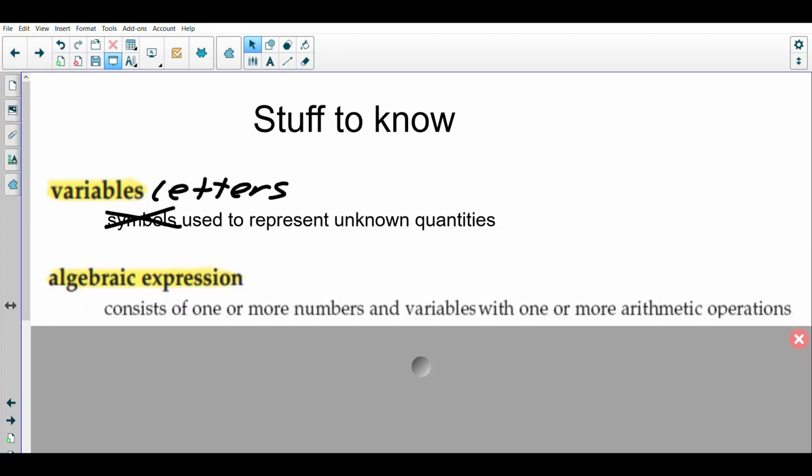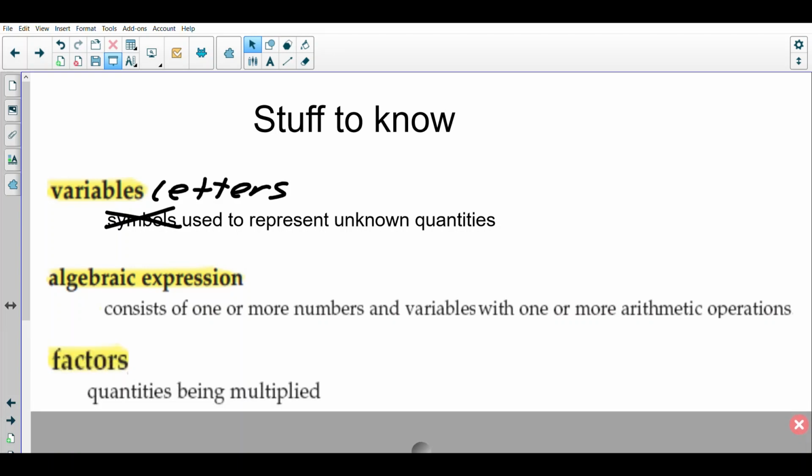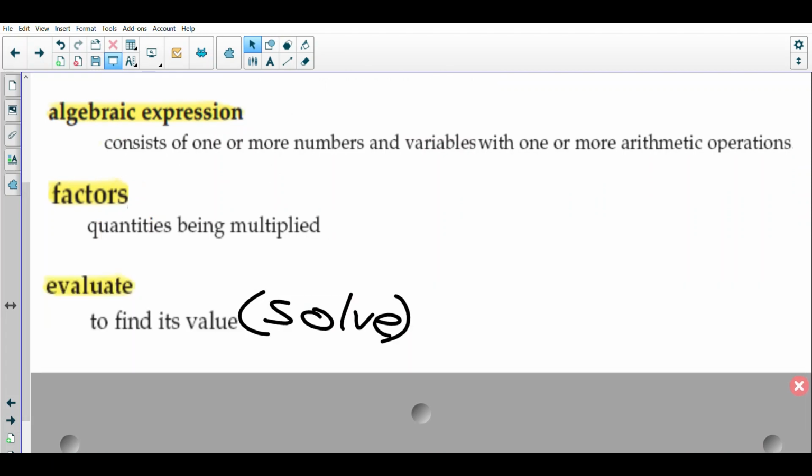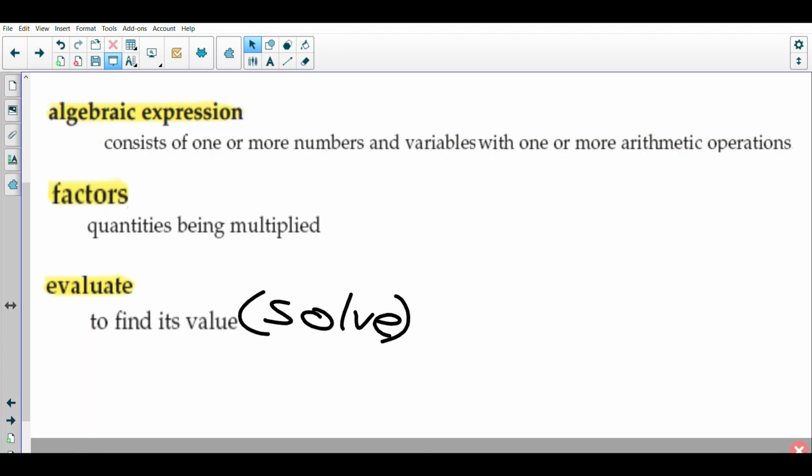An algebraic expression consists of one or more numbers and variables with one or more arithmetic operations. So x plus 2 is an algebraic expression. 2 plus 2 would be a numeric expression. So you need both numbers and variables. Factors are quantities being multiplied. So 3 times 2, those are both factors. Evaluate just means to find its value or solve. So when you hear the word evaluate, you think of solve.